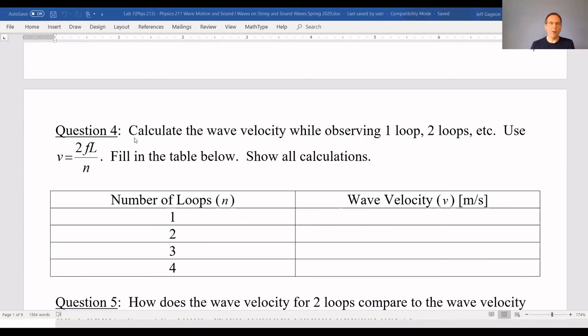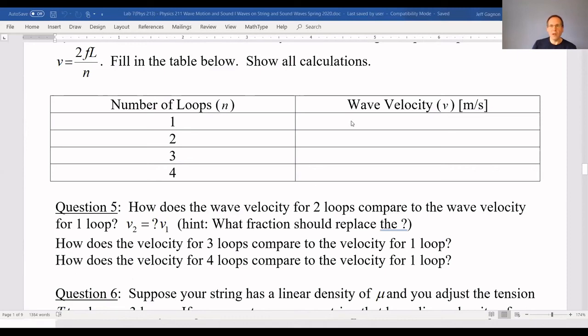Well, we derived that formula earlier. First of all, it was simply f times lambda, but lambda was 2L over N. So if you put that together, you get that the wave velocity is 2fL over N. Okay, so that'll give you the wave velocity for each of these conditions when you're observing 1 loop, 2 loops, 3 loops, and 4 loops. And make sure, again, that you show me all those calculations.